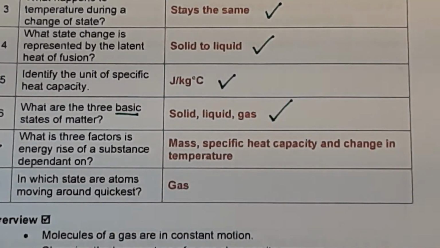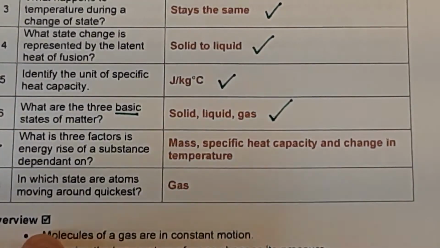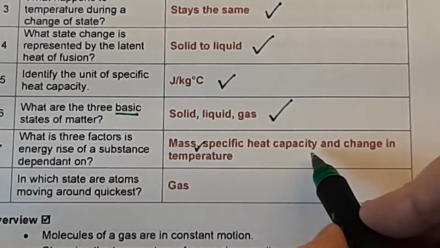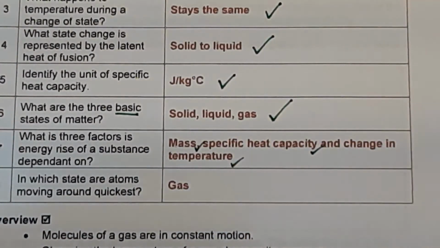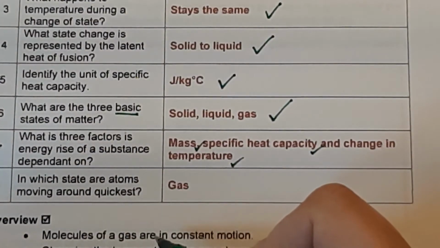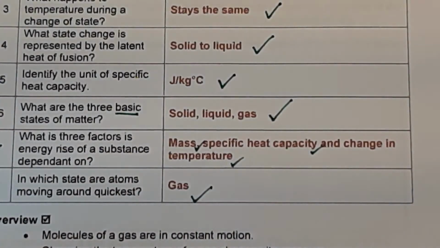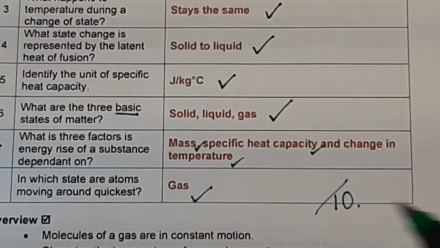Question 7. What three factors is the energy rise with substance dependent on? So there's a few here. There's mass, specific heat capacity, and change in temperature. Those are the 3 things, so you get a mark for each. And question 8. In which state are atoms moving around the quickest? Well, that is gas. So give yourself a mark out of 10 for that, please, because there are 10 marks.